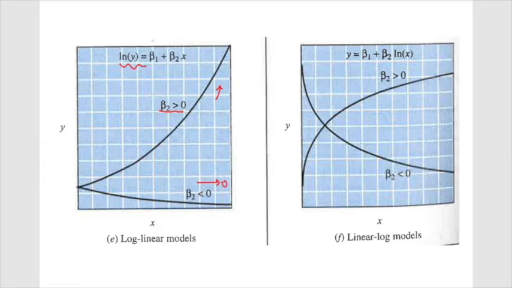The right-hand side of the figure is the linear log model. Now y is the linear part, but x is in terms of log x. So similarly, if beta 2 is larger than 0, we have the increasing function, and if beta 2 is smaller than 0, we have the decreasing function. And the absolute value of the slope is always decreasing.